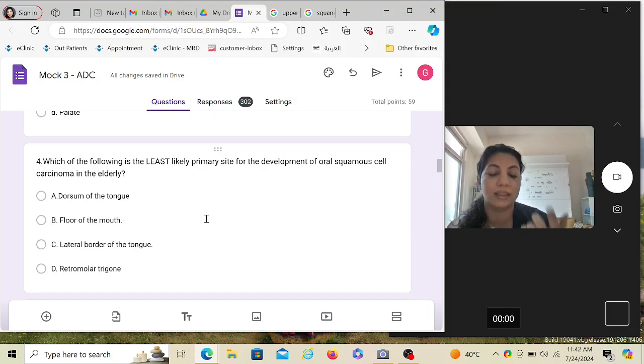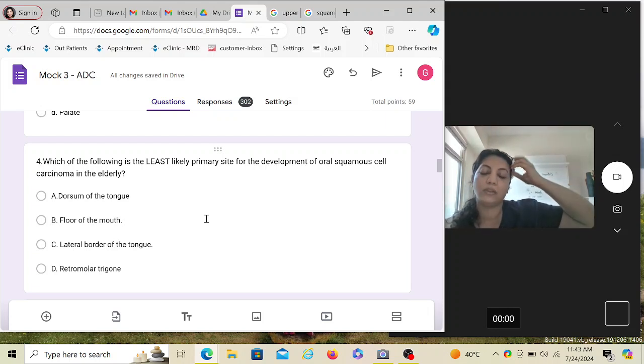Which can be the least likely primary site? The primary site can be the upper lip, lower lip, lateral border of the tongue, but the least likely site for primary occurrence of squamous cell carcinoma is the dorsum of the tongue. In the rest of the areas it can occur as a primary site. The least likely doesn't mean it won't occur. It can, but it's very rare. And this is all mentioned in your oral pathology books. You have to go there and read the sequence.